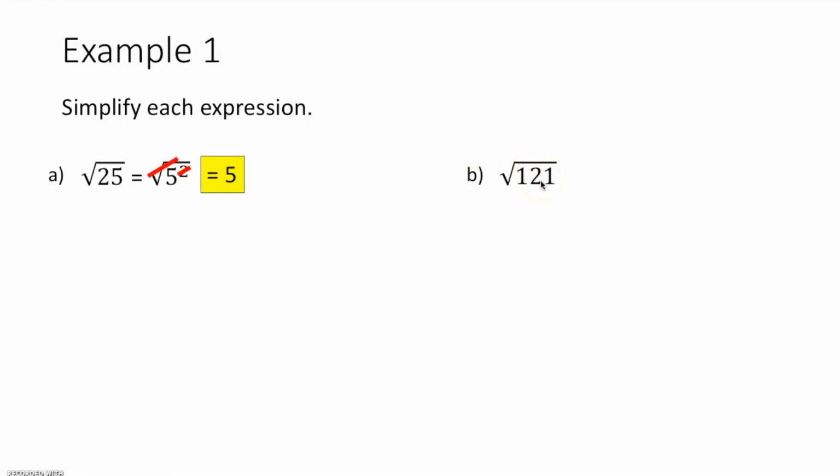Let's go over to the square root of 121. Again, we ask ourselves if we were to multiply some number by itself, what equals 121? That answer is 11. So we change this to 11 squared. And the square root of 11 squared, again, the radical and the square cancel each other out. You get 11.